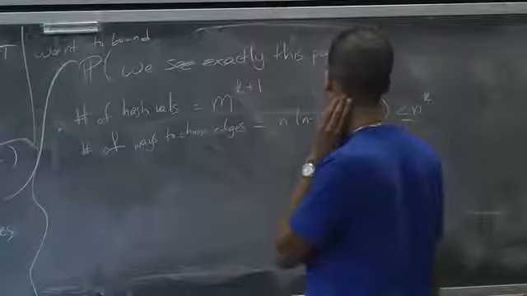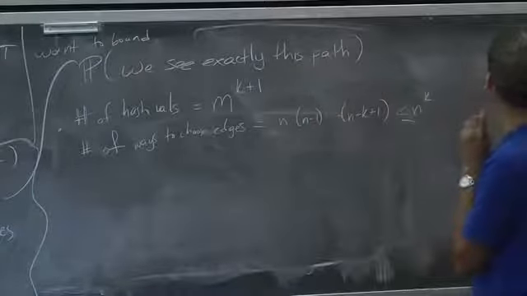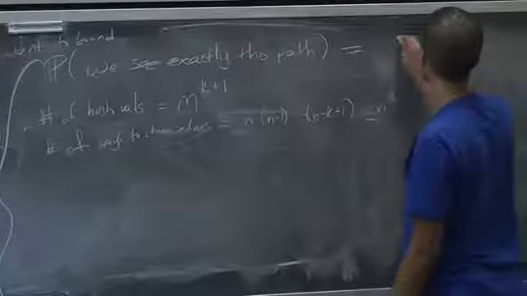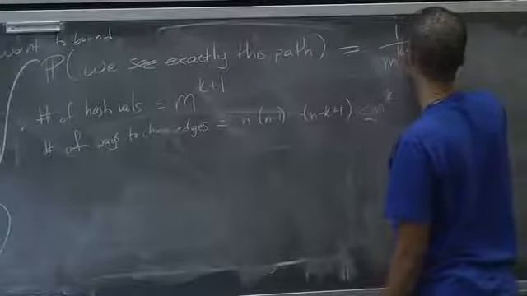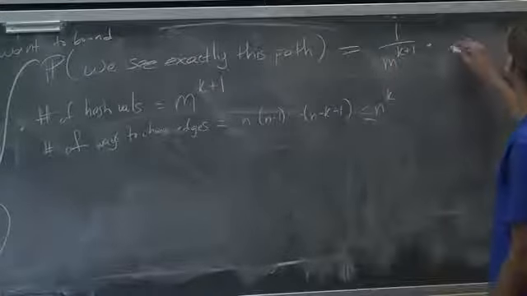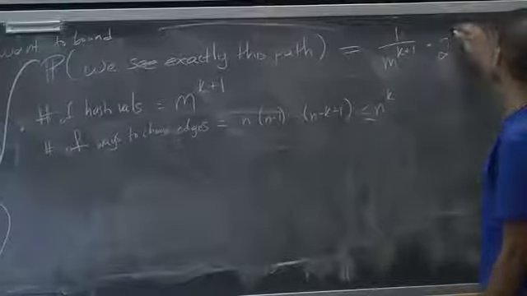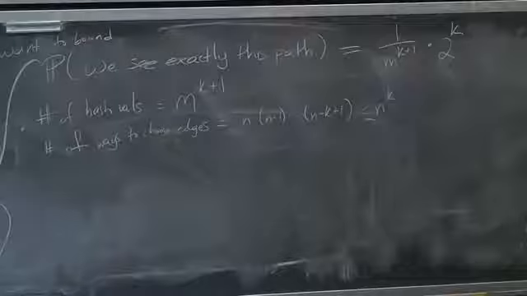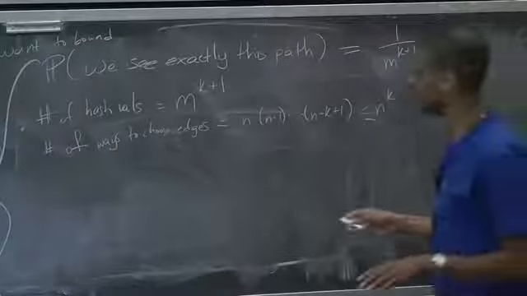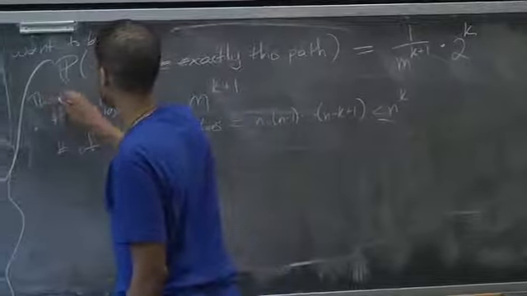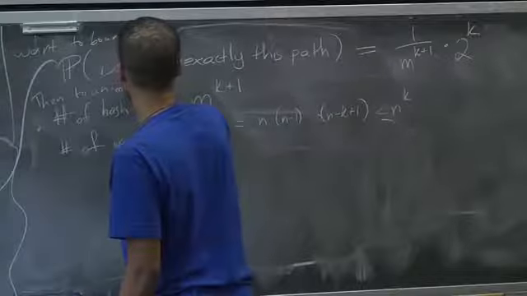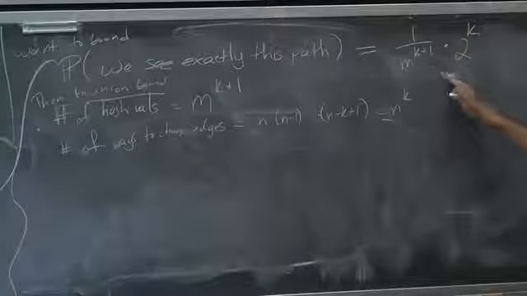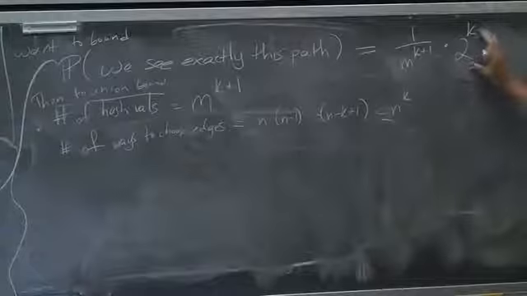Wait, before I do that, the probability that we see exactly this path, first of all, sorry, I should have said that. This is equal to 1 over m to the k plus 1 times 2 to the k. Okay. And then now I want a union bound. So, just out of curiosity, do people see why I said this? First of all, do people see why I said there's this 2 to the k here?